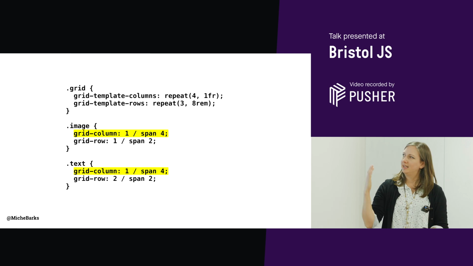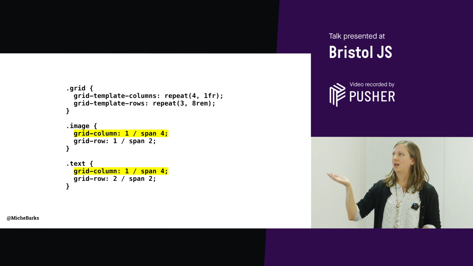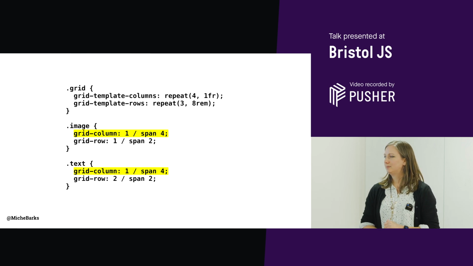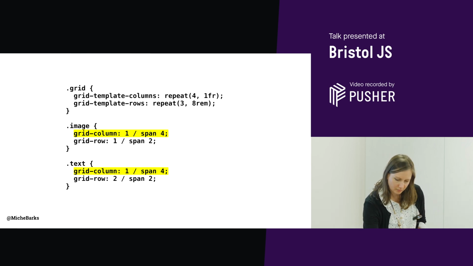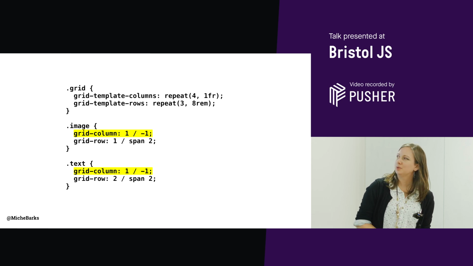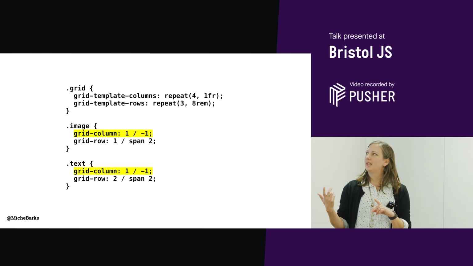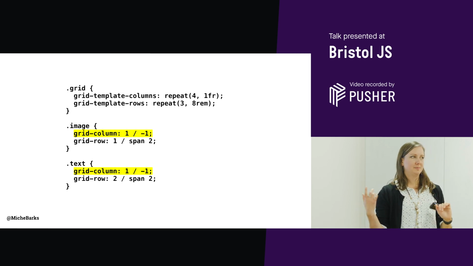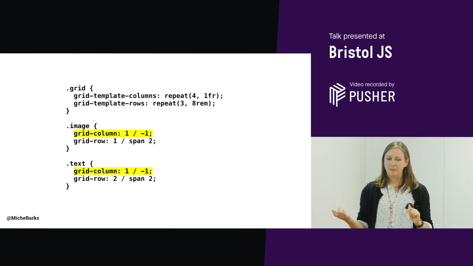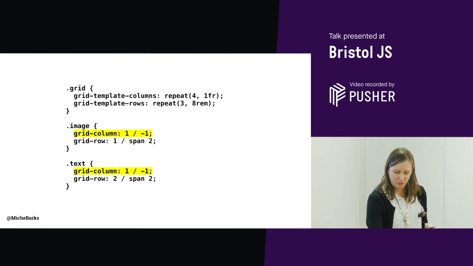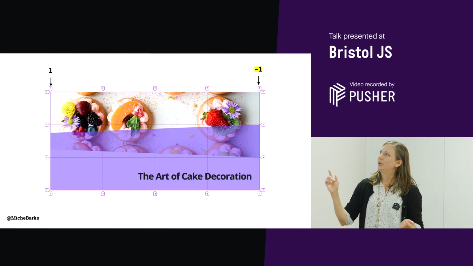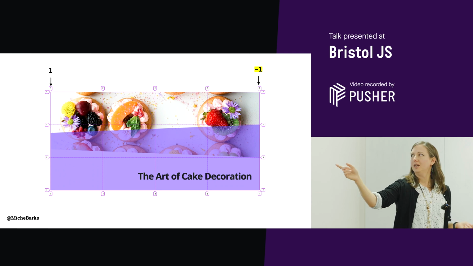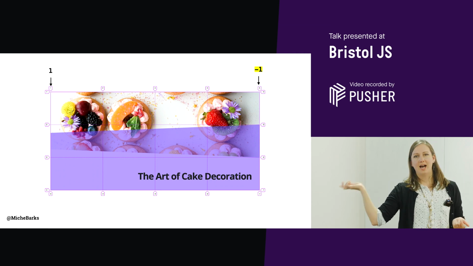So we can avoid this by explicitly placing those items on both axes. So we're going to give them a start line as well as a span value. And this would be a great cause for using negative grid lines. So we want both items to span the full width of the grid. So negative grid lines are basically your grid flipped around. So line 1 is the very first line of the grid, line -1 is the very last line.